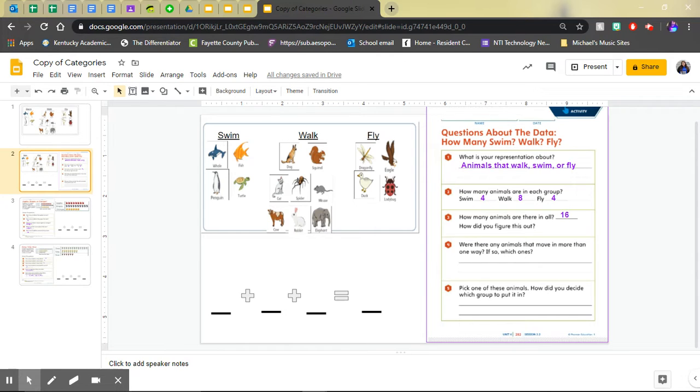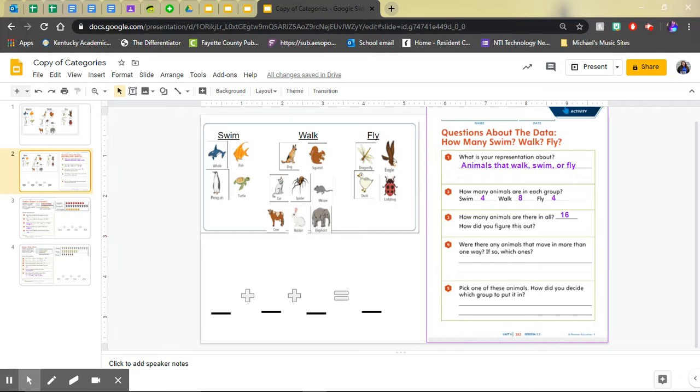The first question asks, what is your representation about? Our representation is about animals that can walk, swim, or fly. Think, would it make sense to say that our representation was about what is our favorite ice cream? Probably not. Number two, how many animals are in each group? Now, this question might have many different answers depending on how you decided to sort it. I sorted 4 animals into swim, 8 animals into walk, and 4 animals into fly.